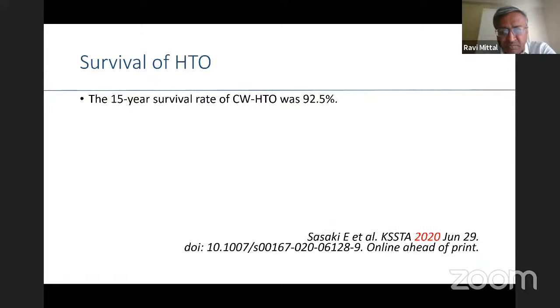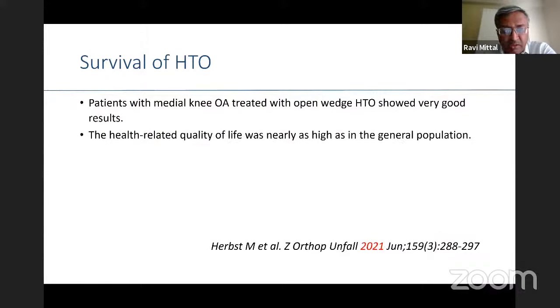In 2020, the 15-year survival was 92.5%. Year 2021, they found that the patients with the HTO showed very good results, and the health-related quality of life was nearly as high as in the general population. Now, this is never achieved by any knee replacement. The patient always has some issues with his knee, and he doesn't feel that this is natural. So with the HTO, you have the patient feeling a natural knee, and the health-related quality is as good as in the general population.